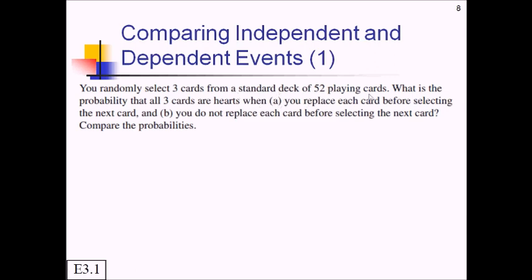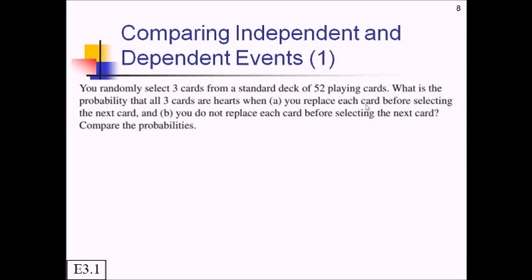Version A, you replace each card before selecting the next card. Version B, you do not replace each card before selecting the next card. So find both of these probabilities and then go ahead and compare them, probably by just finding the decimal for the probability. All right, let's see how you did with part A.